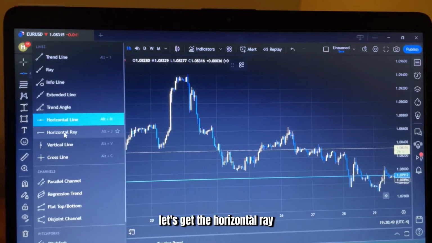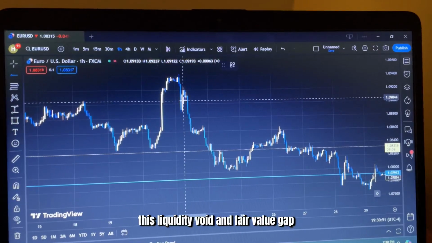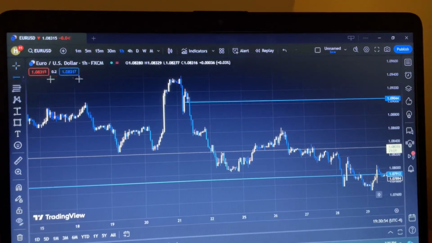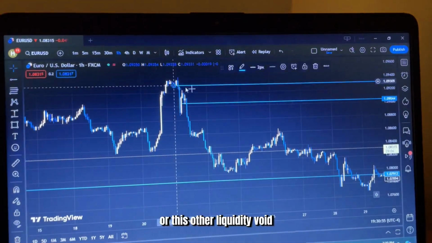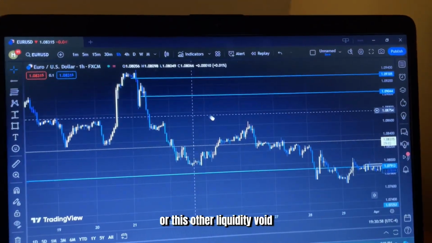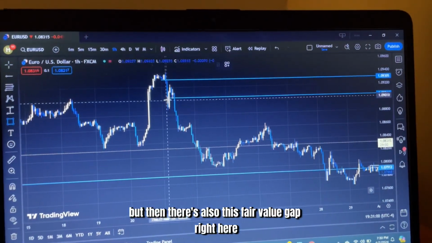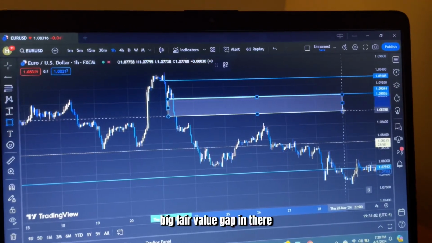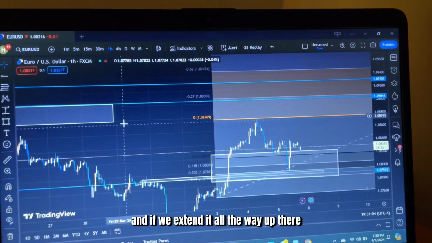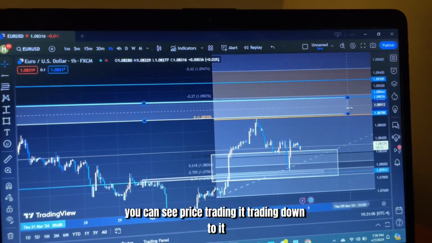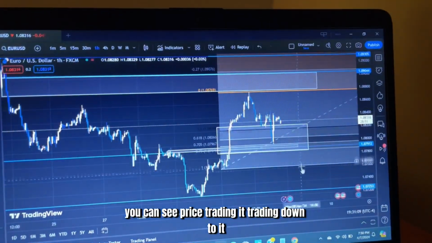Let's get the horizontal ray. This liquidity void in fair value gap, or this other liquidity void. But then there's also this fair value gap right here. Big fair value gap in there. And if we extend it all the way up there, you can see price trading down to it.